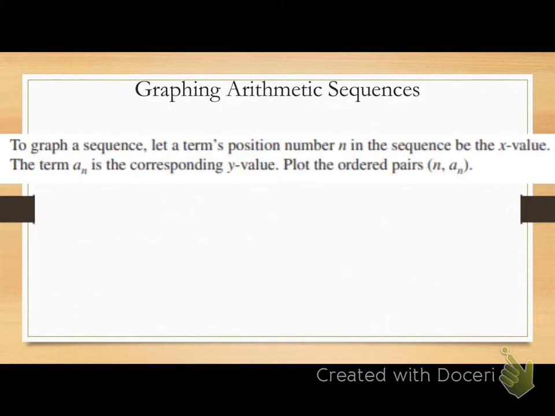Graphing arithmetic sequences. To graph a sequence, let a term's position number in the sequence be the x value. The term a sub n is the corresponding y value. Plot the ordered pairs (n, a sub n).